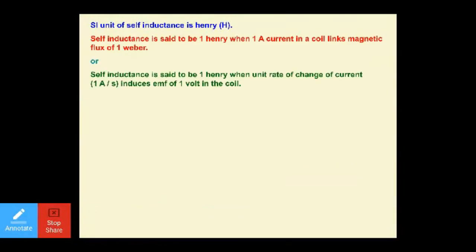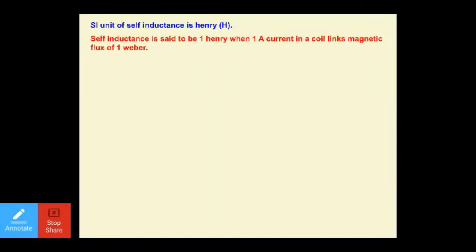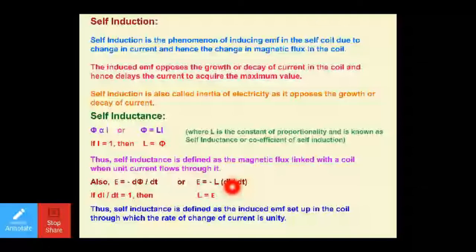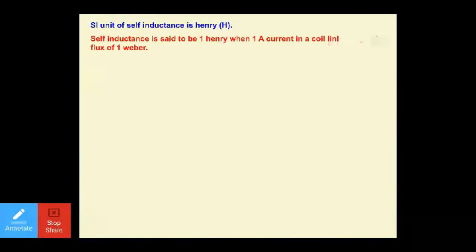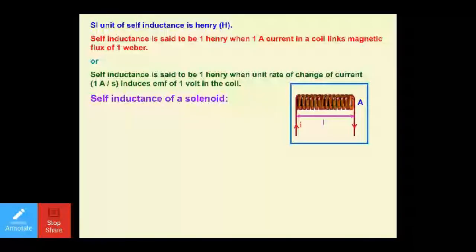Furthermore, the second definition: the self-inductance is said to be 1 Henry when the rate of change of current is 1 ampere per second and it induces an EMF of 1 volt. So this is what they want to say. They are placing the value over here. If di by dt is equal to 1, then the coefficient of self-induction, that is L, is equal to E. So these are the two different definitions which we have already discussed, and this is written in words. You can just go through them again.